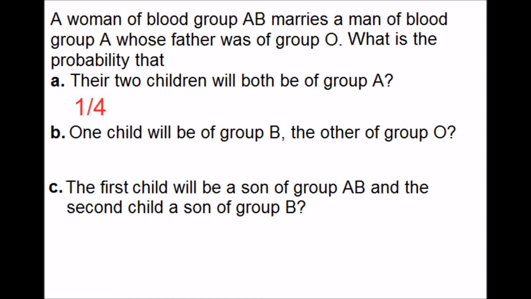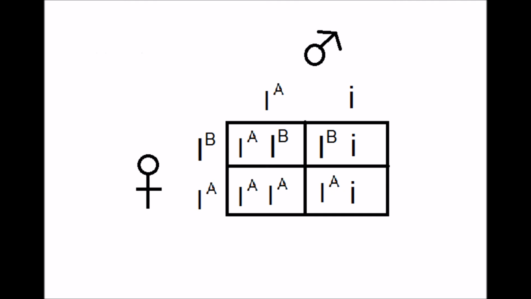In part B we have to work out the chances of one of their children being in group B and the other child being in group O. As we can see from our Punnett square, the couple cannot have a child who is in blood group O, so the answer to our question is 0.